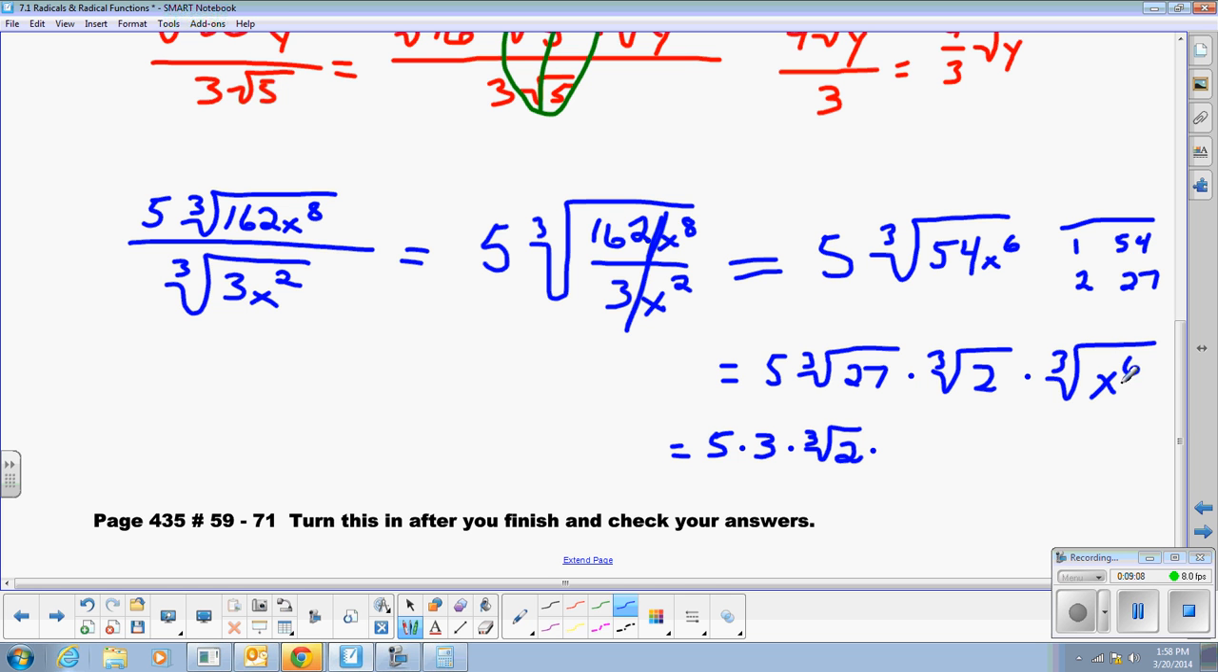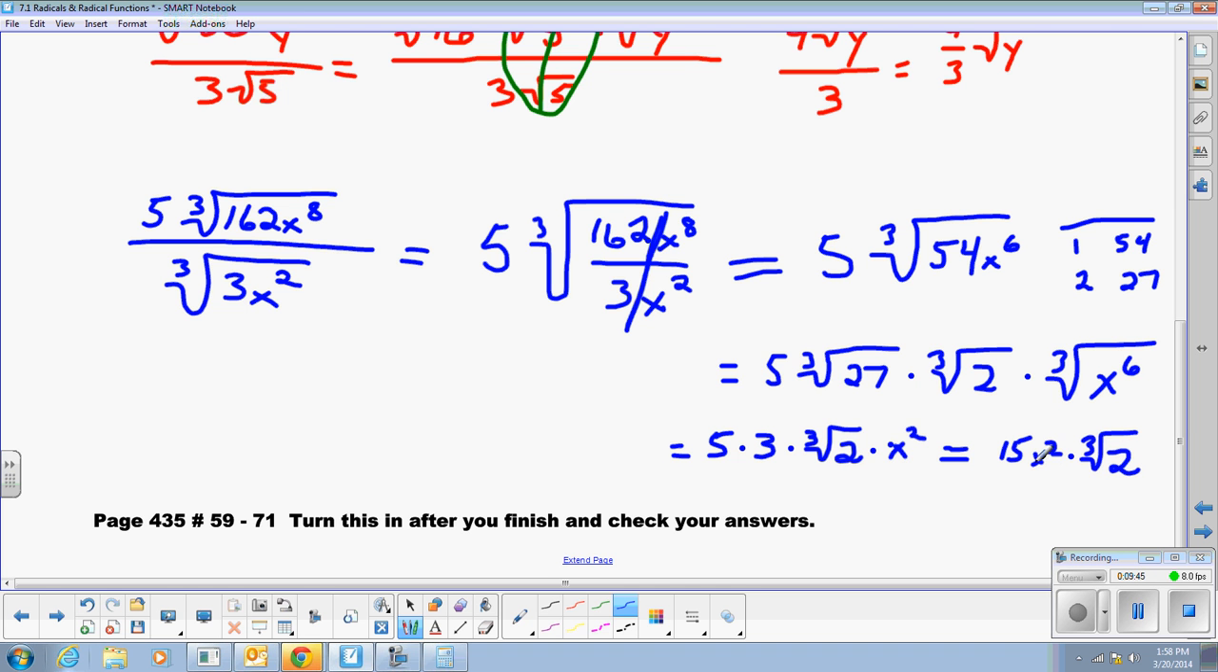Times, and what's the cube root of x to the 6th? Oh, it's an even number. Can I divide? Remember, the shortcut is I can take the exponent here and divide it by the root number I'm after. Yes, 6 divided by 3 is 2. So that is x squared. So then I have 5 times 3 times the cube root of 2 times x squared. And I'm going to change the order of this: 5 times 3 is 15, and I will say 15 x squared times the cube root of 2. And at that point, I am done.